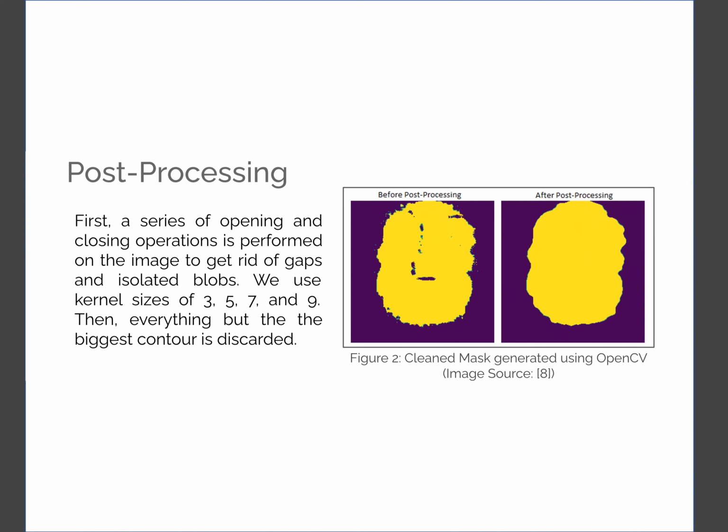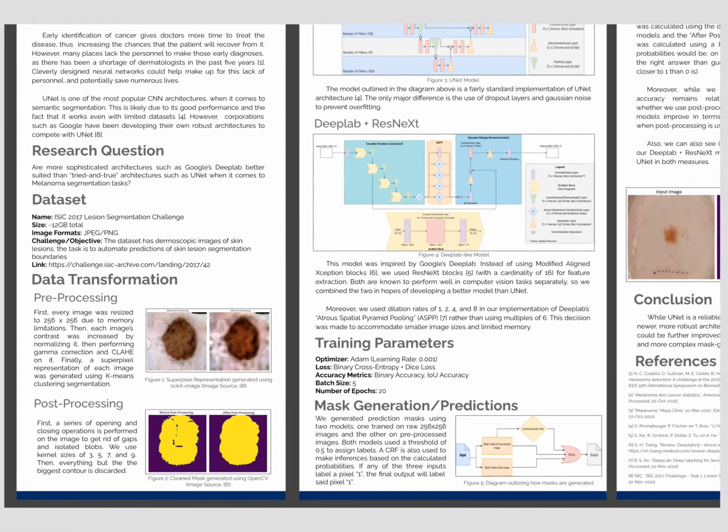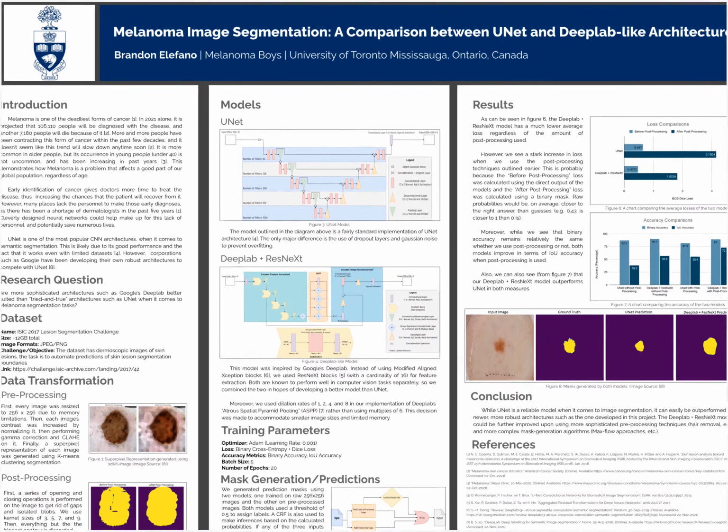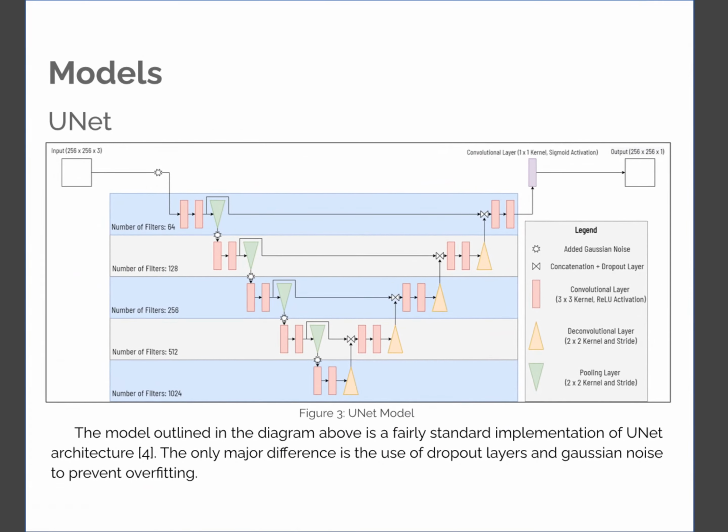After that, we identify all of the contours in a given image, find the biggest one, and discard the rest. We do this because our lesion is almost always one contiguous region, and is more often than not the largest one. We use the OpenCV library to do all of this post-processing. Throughout this project, I was able to develop two vastly different models using Keras. The first model I developed, which we presented in our progress report, is UNet.